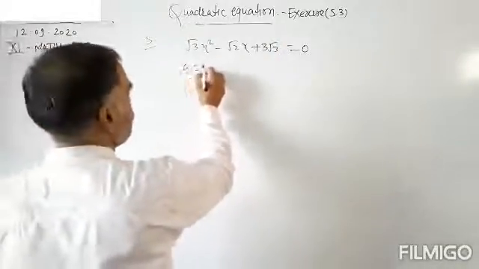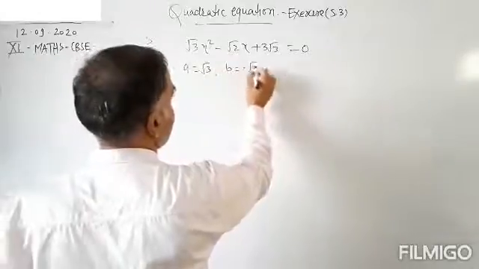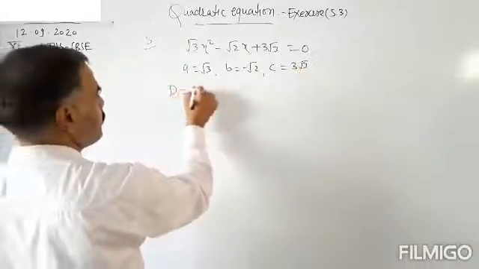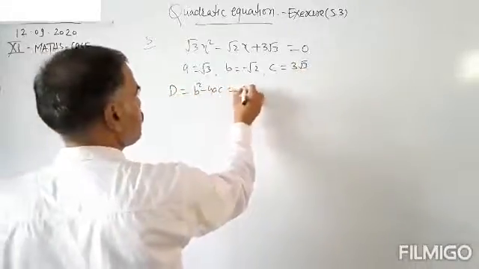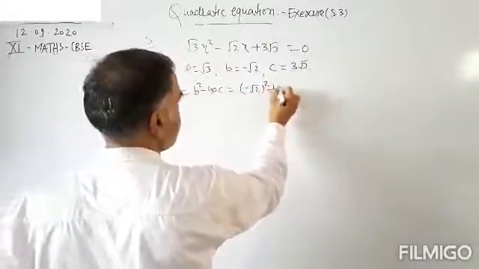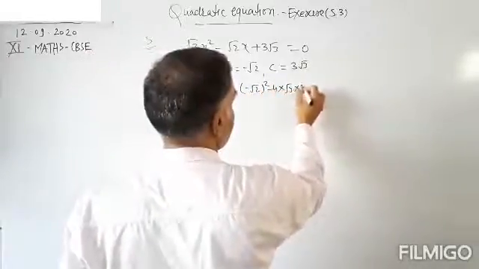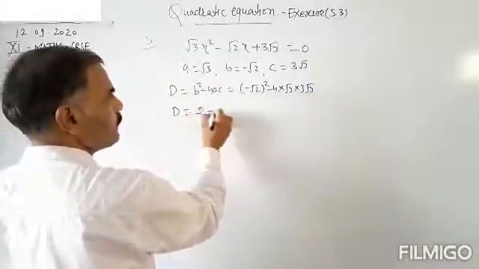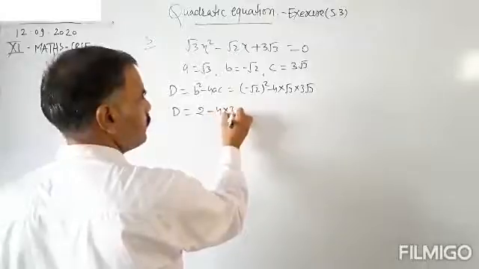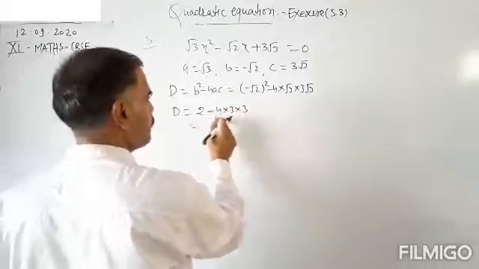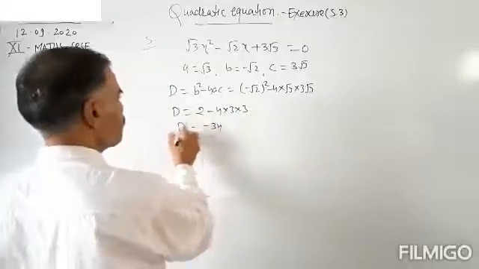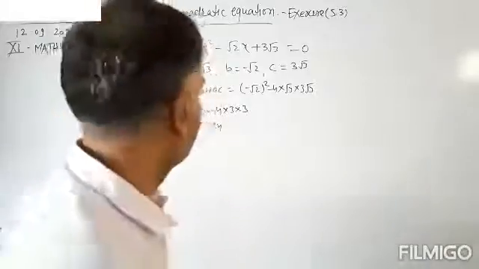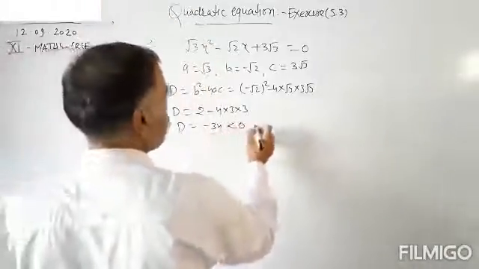Now a = √3, b = −√2 and c = 3√3. That is why D = b² − 4ac = (−√2)² − 4 × √3 × 3√3. So D = 2 − 4 × 3 × 3, that is 2 − 36, D = −34. Okay, this is less than 0.